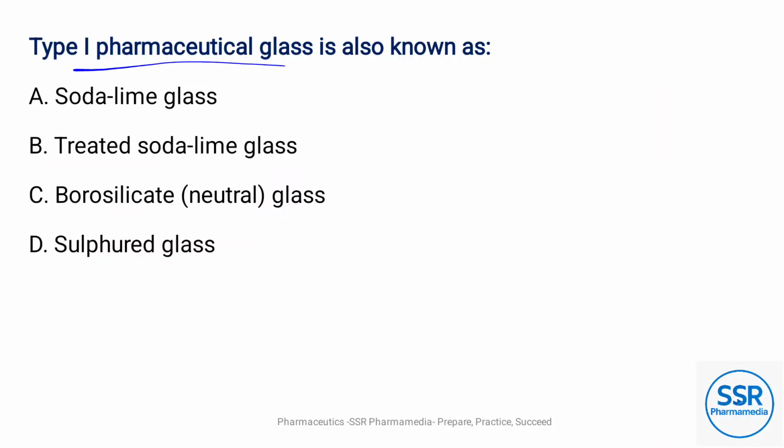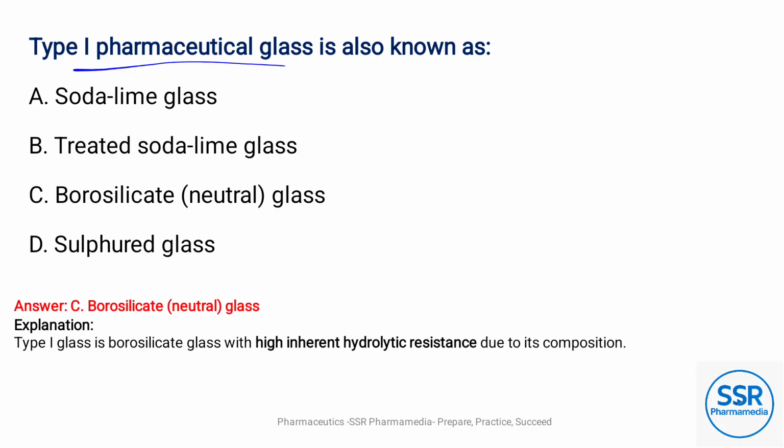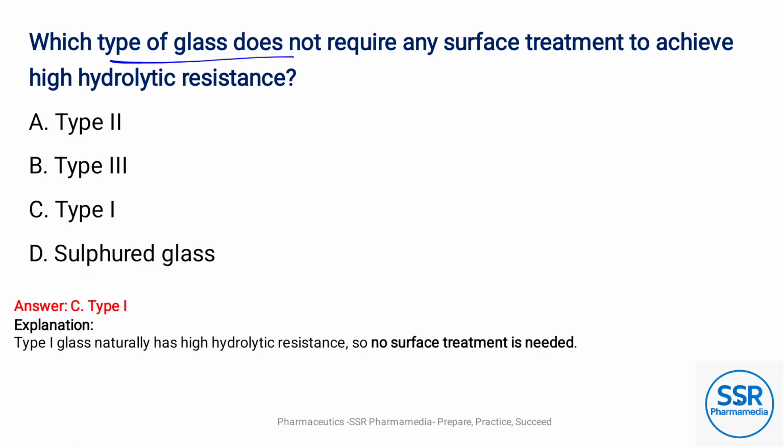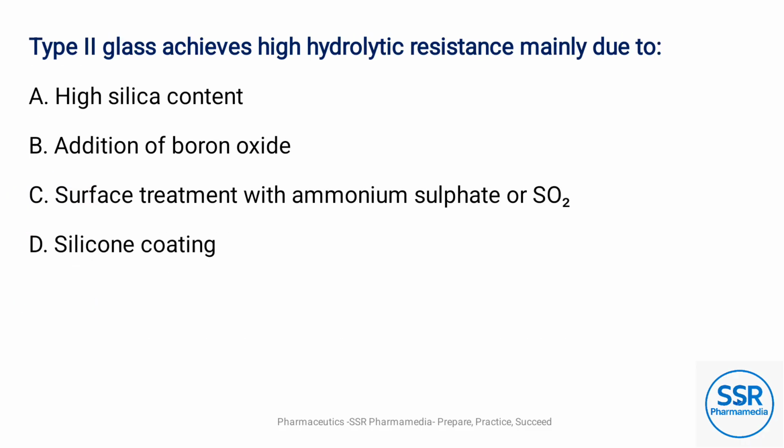Type 1 pharmaceutical glass is also known as option C, borosilicate glass. Type 1 glass is borosilicate glass with high inherent hydrolytic resistance due to its composition. Which type of glass does not require any surface treatment to achieve high hydrolytic resistance? Option C, type 1. Type 1 glass naturally has high hydrolytic resistance, so no surface treatment is needed.